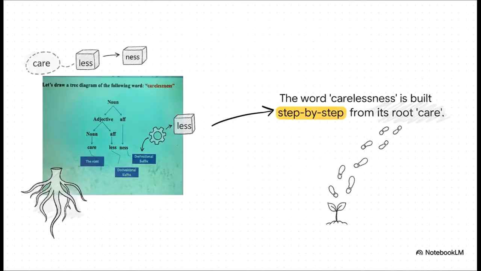Here's another perfect example. To build the word carelessness, you have to start with the root noun care. First, you add the suffix less to derive the adjective careless. Then, you add the suffix ness to that new adjective to derive the final noun, carelessness. See? Each step builds logically right on top of the one before it.